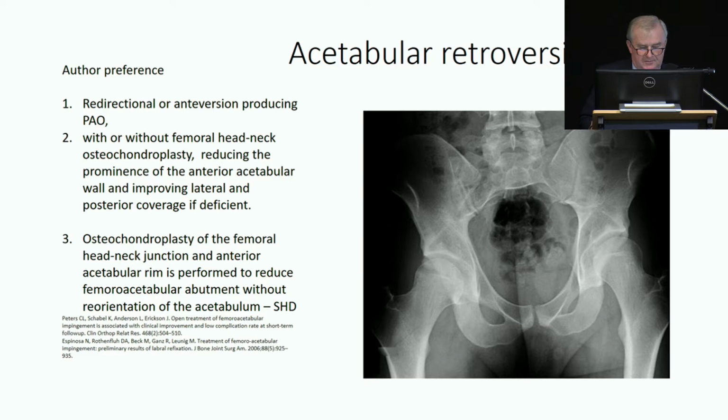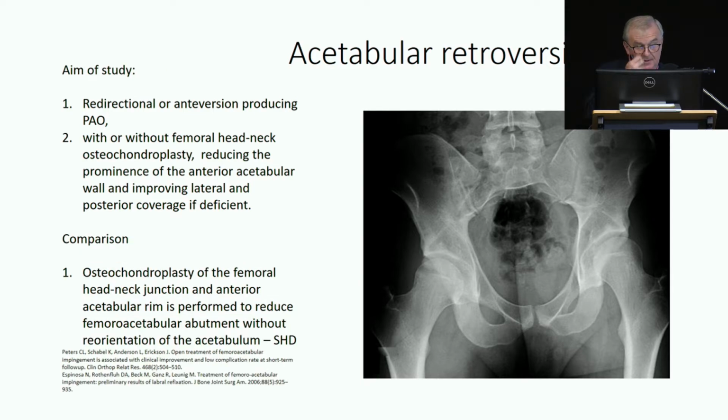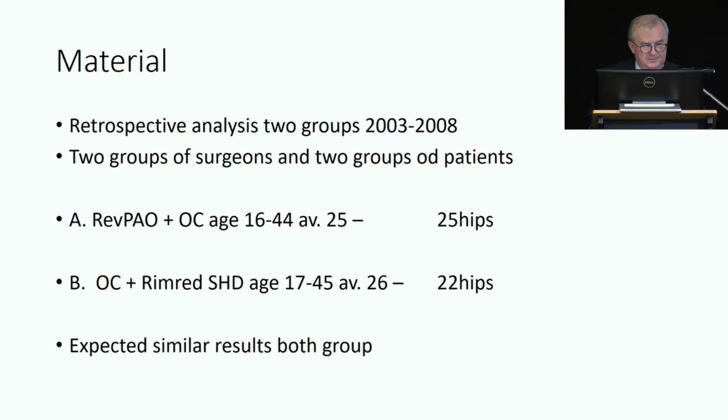using surgical hip dislocation. So the aim of this presentation was to present two groups of patients: one where we performed redirectional anteversion PAO with femoral head-neck osteochondroplasty, and to compare it with the group where we performed osteochondroplasty of the femoral head-neck junction using surgical hip dislocation.